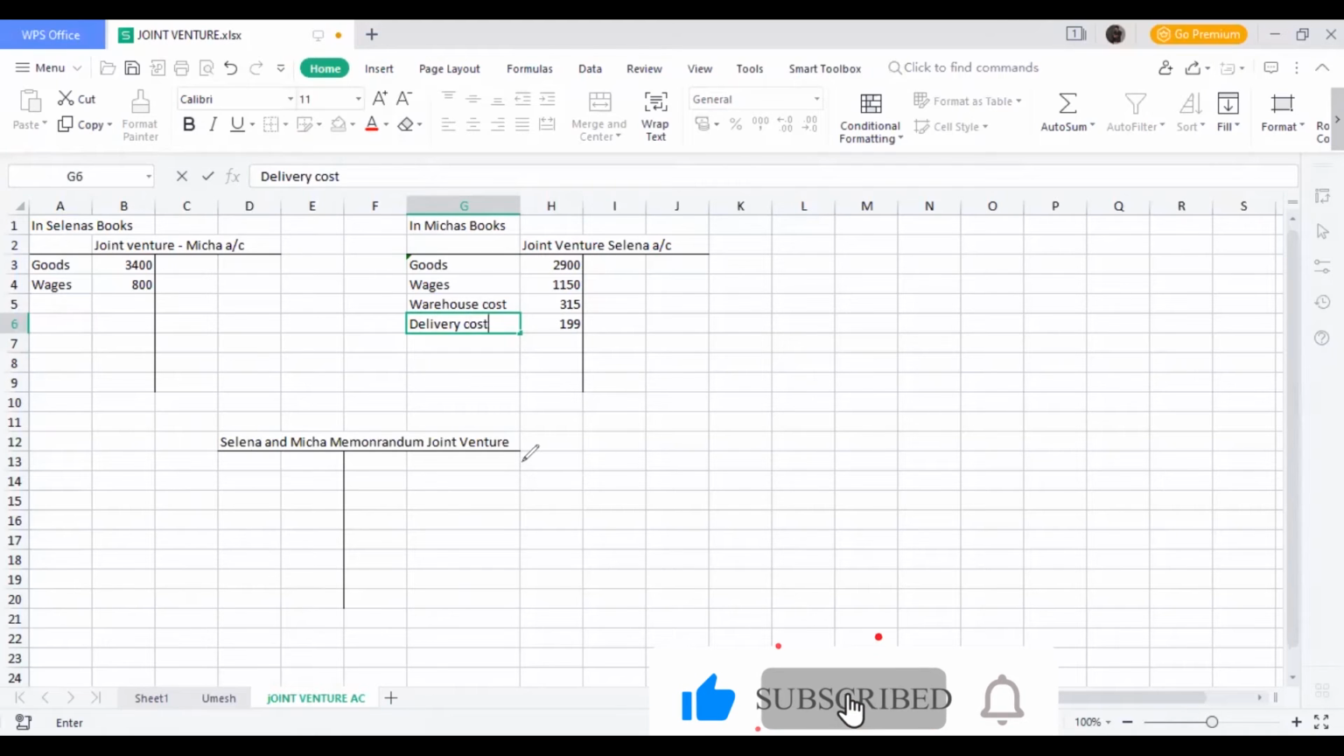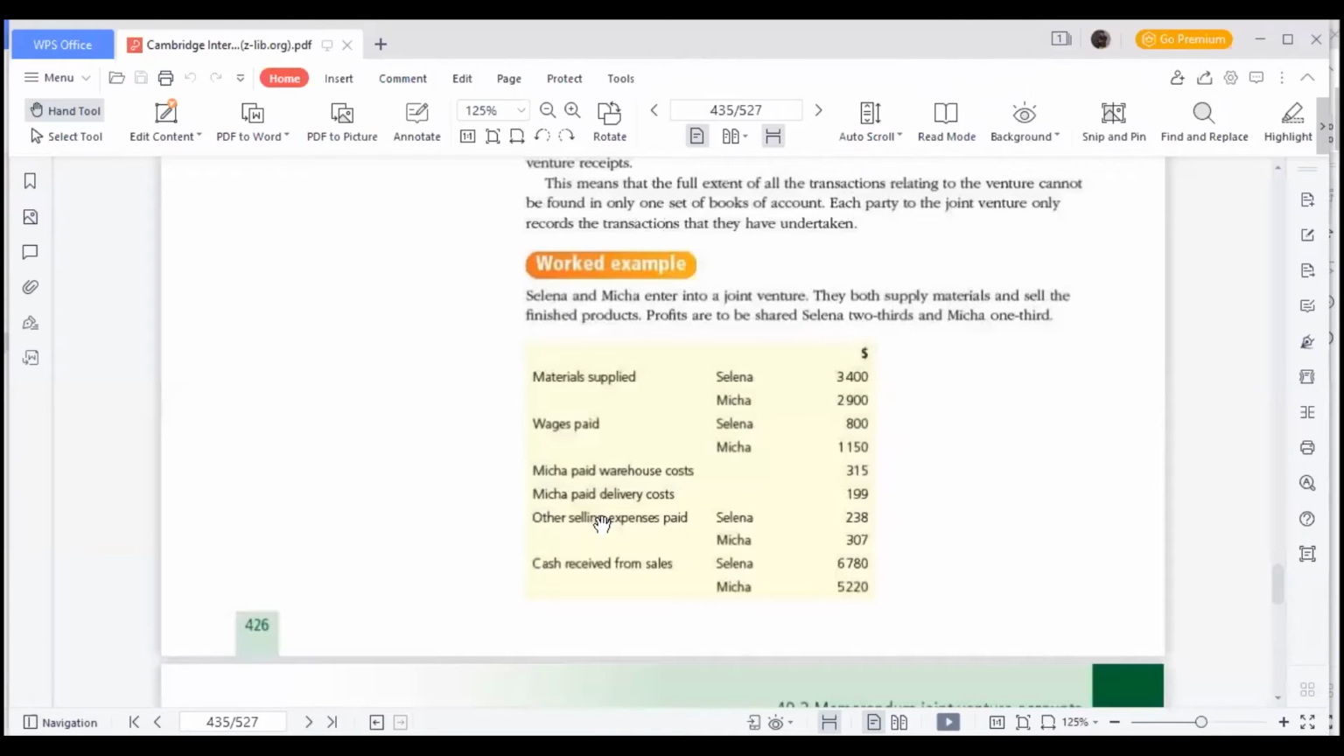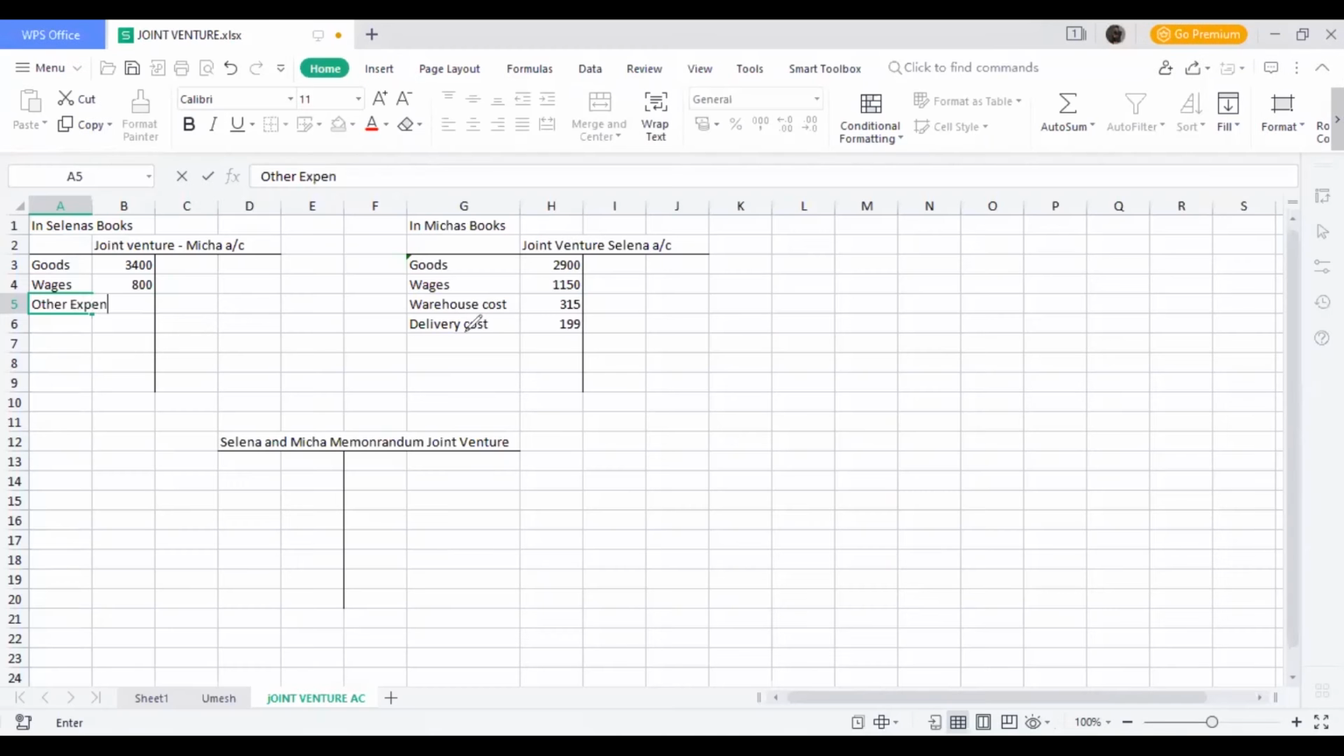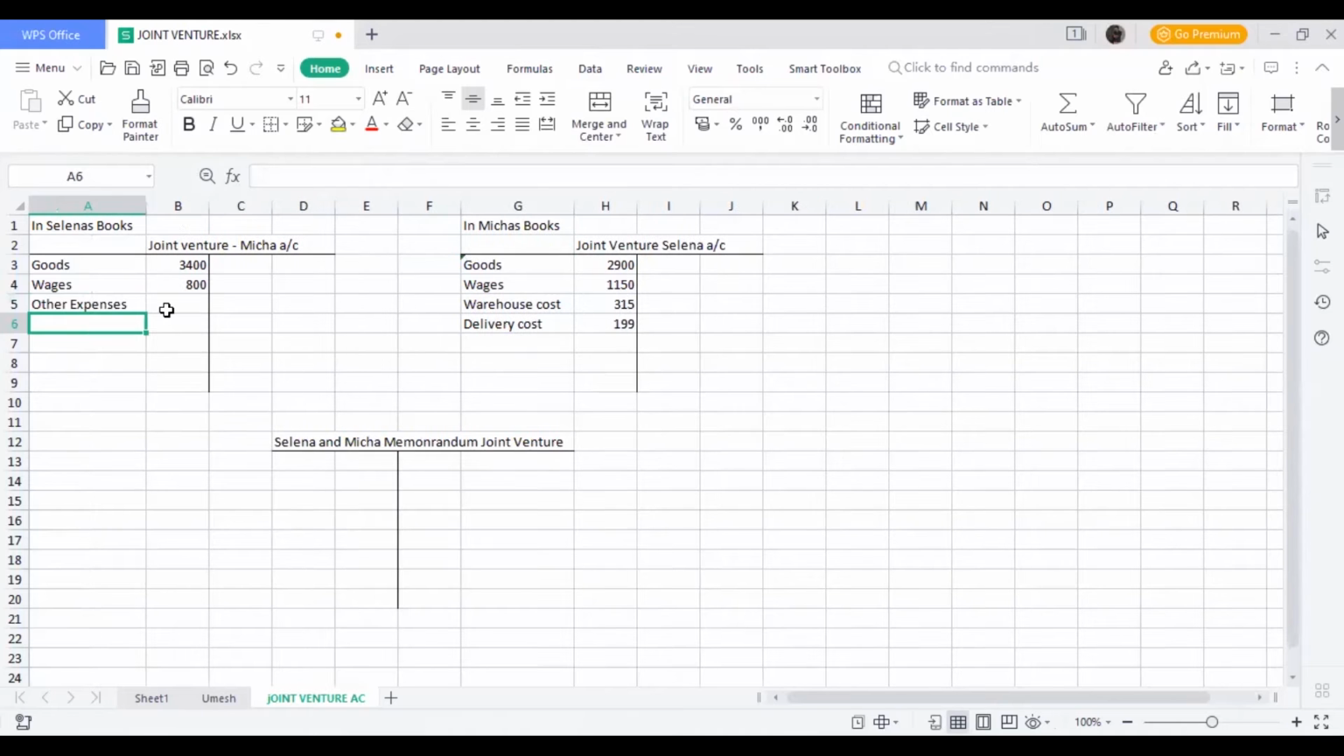Not yet done. So we have the next transaction. Other selling expenses paid: Selena 238 and Misha 307. So we'll take other expenses, 238. Then we have 307. Okay.